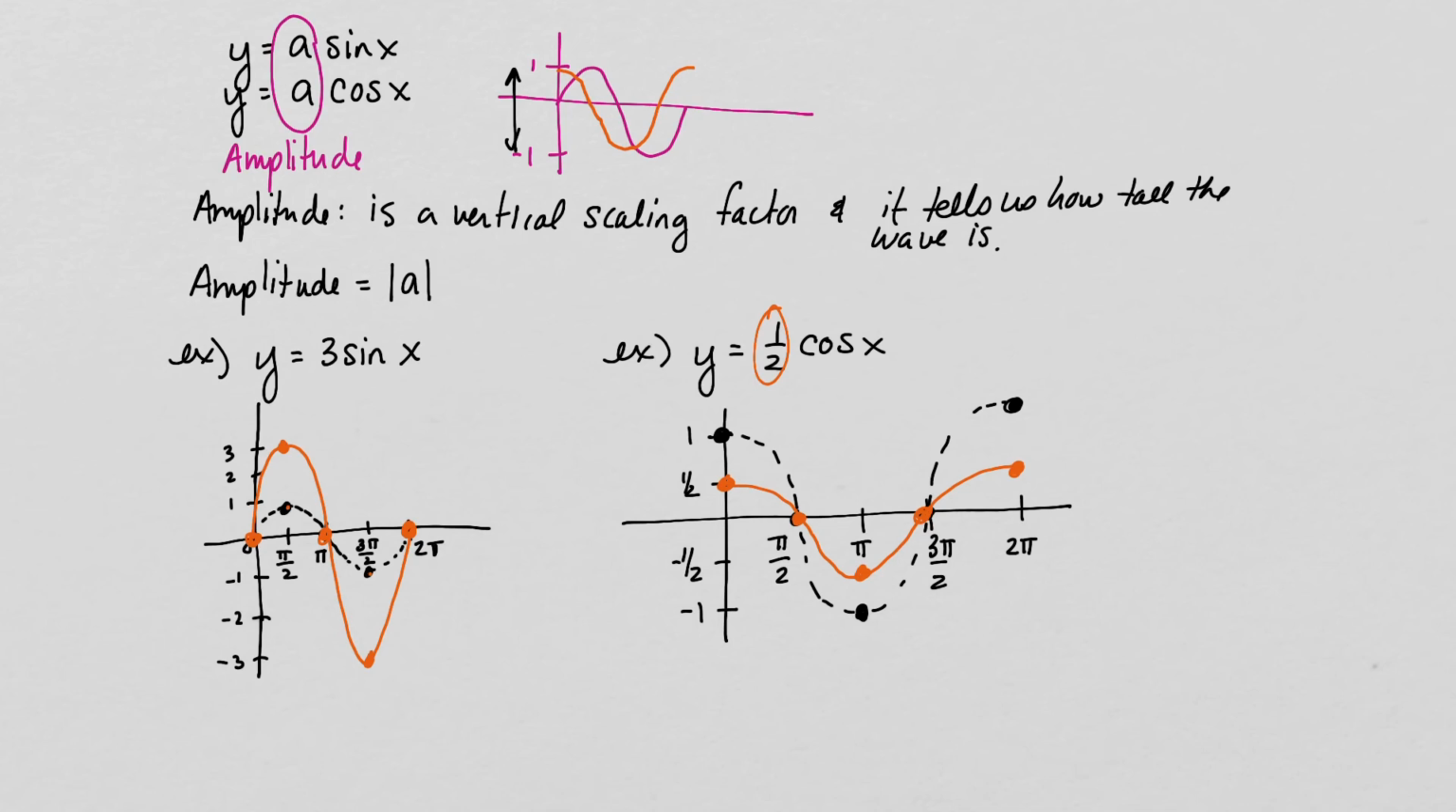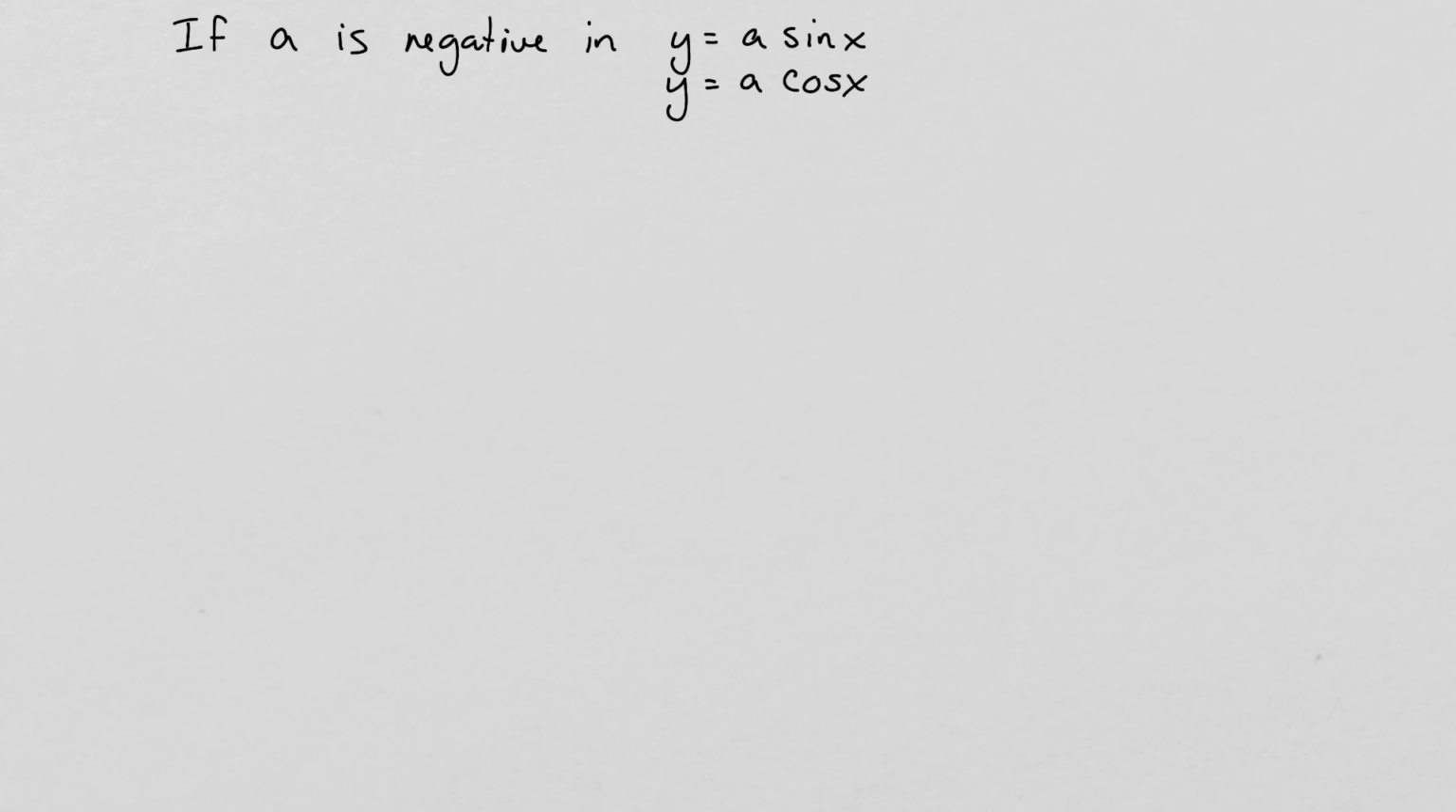If a is negative in y equals a sine x or y equals a cosine x, then that is going to reflect over the y-axis. So for example, if you had y equals negative 2 cosine x.